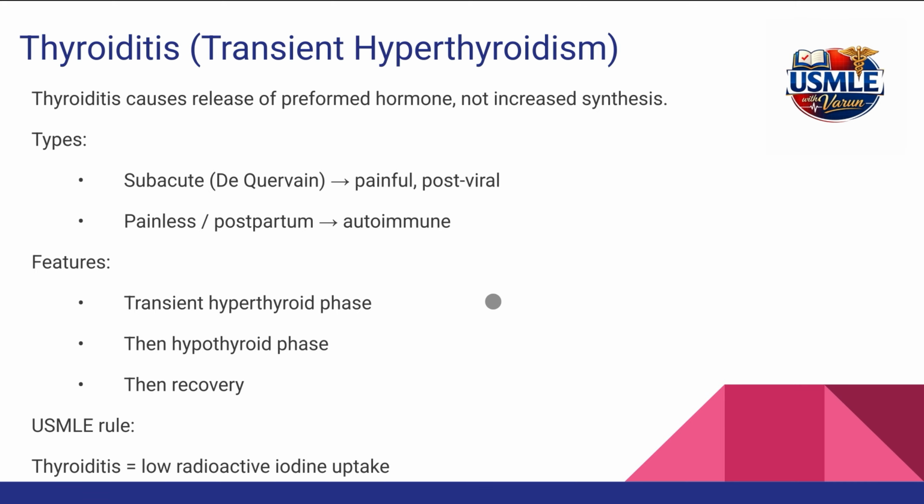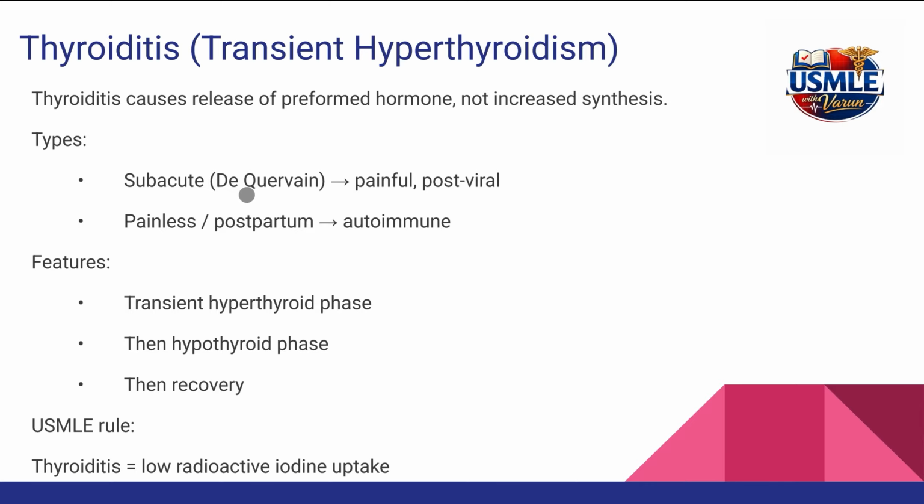Now coming to thyroiditis. In thyroiditis, the preformed hormone leaks out, so the uptake is low. So the radioiodine uptake in this case is low. There's often a transient hyperthyroid phase, which is followed by a hypothyroid phase, and then recovery occurs. So thyroiditis causes release of preformed hormone, not an increase in its synthesis.